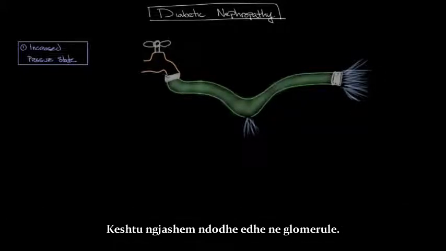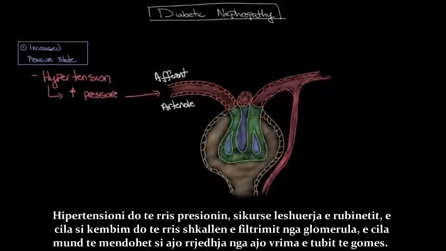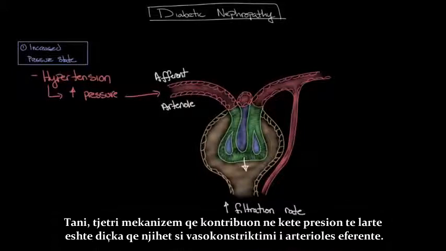Now, this is similar to what occurs in the glomerulus. The hypertension increases the pressure, just like turning on that spigot, which in return increases the filtration rate of the glomerulus, which can be thought of as that leakiness from the hole in the garden hose.